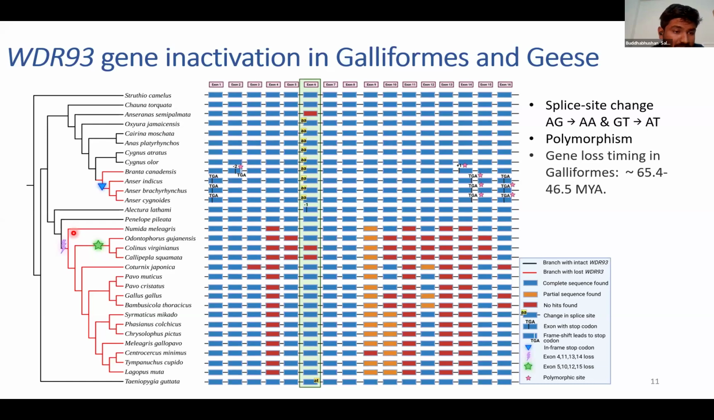So here you will see these red branches. This whole clade represents the galliforms. Apart from these two, Pipile pipile and Electron, it's intact. So here it is lost. Again, apart from the galliforms, the geese are there. These 4 species of geese are where this gene got lost. And even based on the shared events, let's say here, the purple one represents that exons 4, 11, 13 and 14 got lost. Based on this, we made the chronology of events of how these exons got lost, and we estimate the timing of this gene loss in galliforms to be around 65 to 46 million years ago.